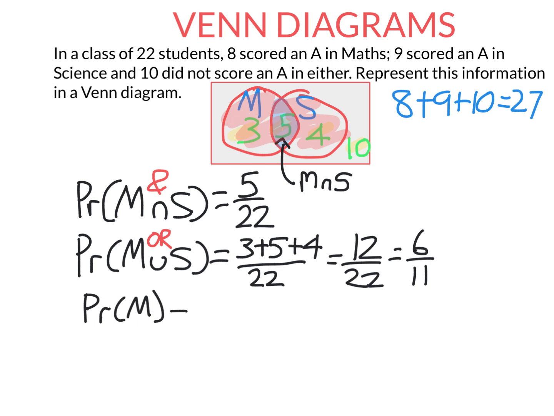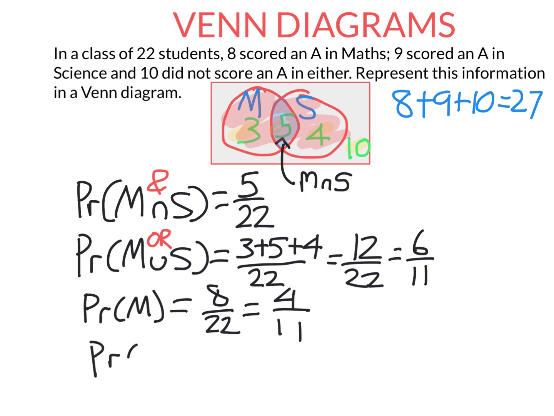See, people often make a mistake here. There's not just 3 in M, you also have to include this part. There are actually 8 in the M circle, as there was in the question. So probability of M is 8 over 22. Again, we simplify it if we're writing a fraction.